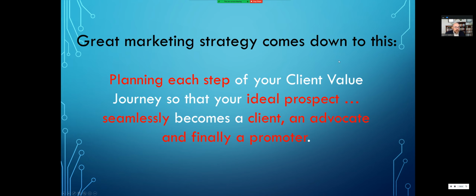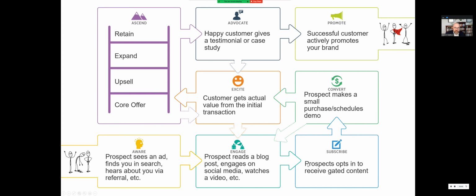So the great marketing strategy comes down to this: planning each step of your client value journey so that your ideal prospect seamlessly becomes a client, an advocate, and finally a promoter of your business. And when you can get your clients to become promoters, you then close the loop on that growth flywheel, on that predictable growth engine, and then you have a machine that you can just ramp up and speed up as much as you want just by the inputs you put into your awareness and that lead generation.